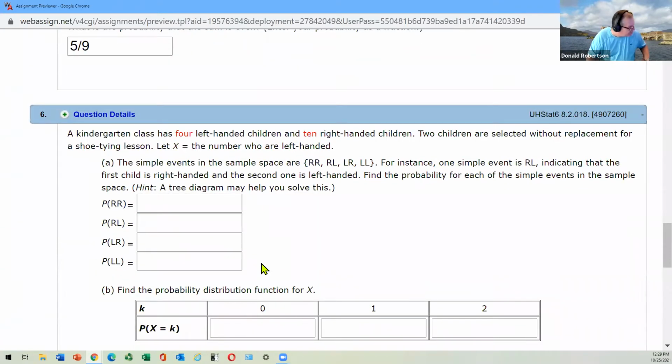The next question I'm going to create from scratch, a problem from question 6. In this, there are 4 left-handed kids and 10 right-handed kids. And 2 children are being chosen for whatever reason. And the key word here is without replacement. Remember that phrase before, without replacement. I'm just writing all that down so that when I go to my whiteboard, you'll know where all the bits are coming from.